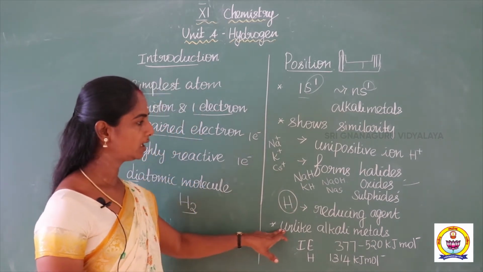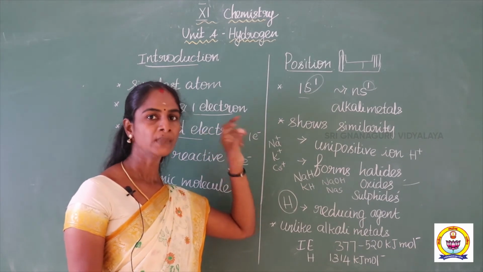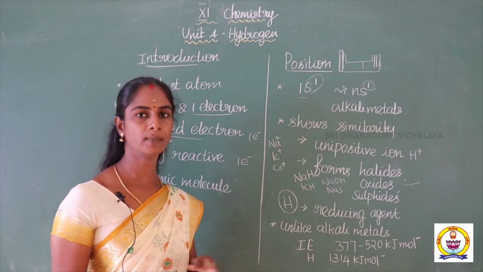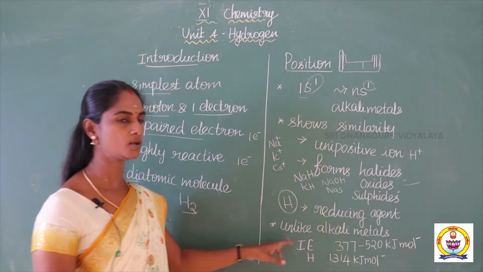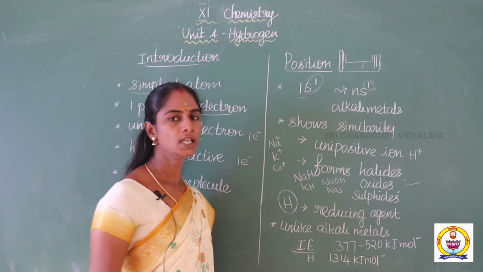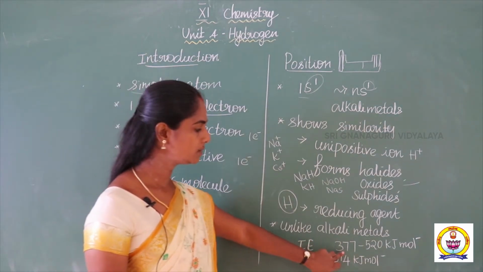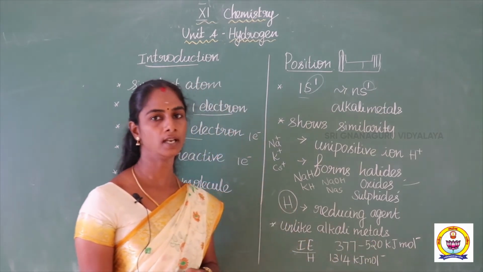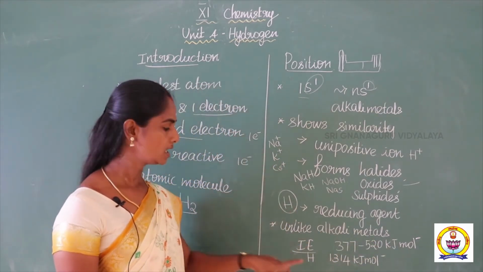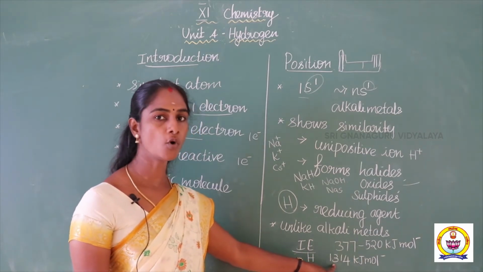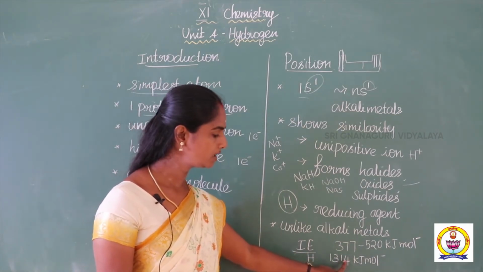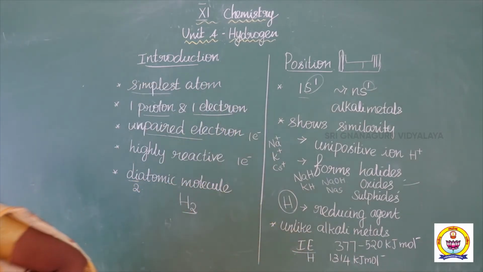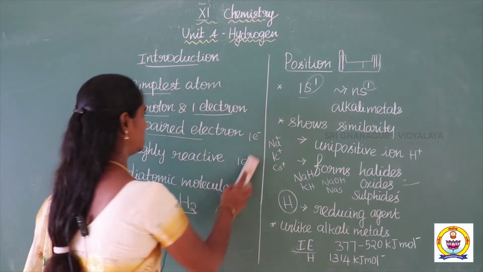Okay, so characteristics similarities சொன்னோம் இல்லையா? The same way, alkali metals மாதிரி இல்லாம கொஞ்சம் வித்தியாசமா இருக்கக்கூடிய ஒரு கேரக்டர், ஒரு ப்ராப்பர்ட்டி பத்தி சொல்ல போறோம். Ionization energy. Okay, ionization energy for alkali metals is from 377 to 520 kilojoule per mole. But for hydrogen, it is more, 1314 kilojoule per mole ionization energy. Okay, this is the difference between hydrogen and alkali metals.